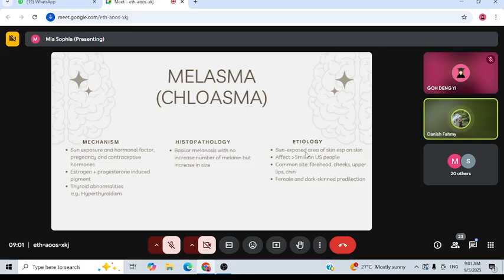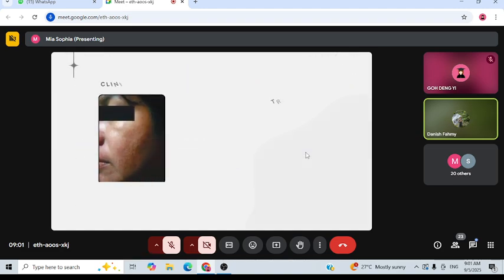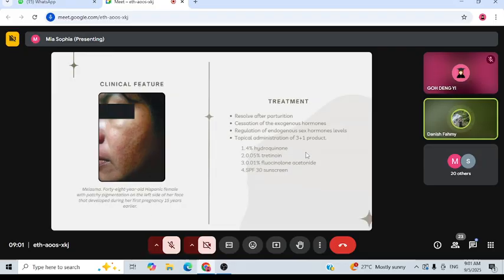The cause of the disease is sun-exposed areas of skin. It affects 5 million in the US, and the common sites are forehead, cheeks, upper lip, and chin. Most commonly in females and those with dark skin predilection. This is an example picture of melasma.